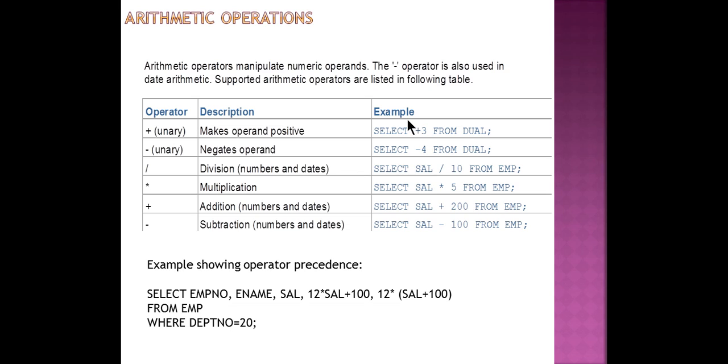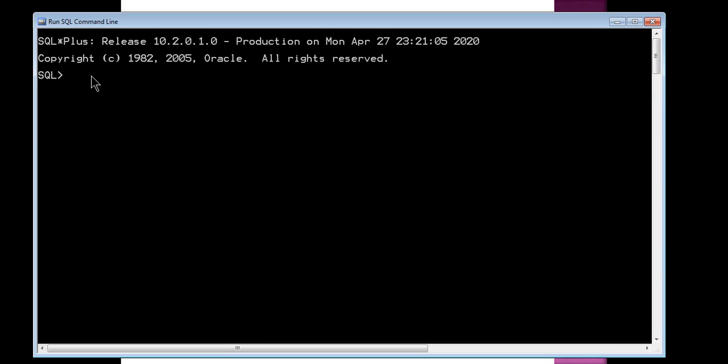Because to perform any arithmetic operation in SQL, you need at least one table. That's why dual can be used to perform these arithmetic operations. So if you execute select plus 3 from dual, it will give you the result plus 3. Select minus 4 from dual, it will give you the value minus 4. Or you can also use plus and minus with two operands. Let us see that.